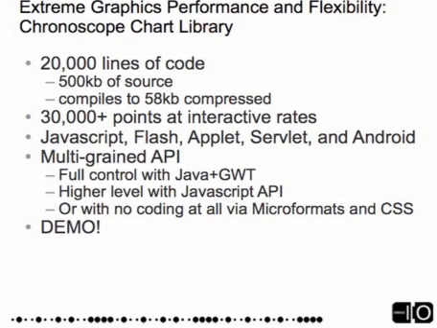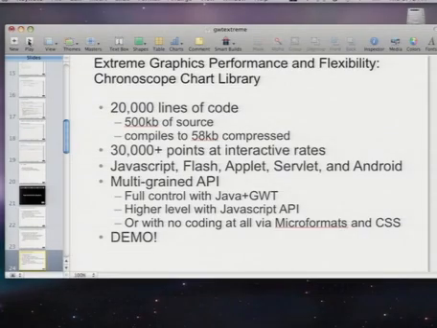Also, because I'm using Java to write this, I don't have to compile it to JavaScript. I could run it as an applet, or I could run it on the server to generate static PNG images, or I could even run it inside the Android phone. So GWT allows you to move code around between environments as well. And it also allows you to use the chart API via Java. You can do it via JavaScript, or you can even do it with microformats and CSS and no coding at all. So let me show you a quick demo.